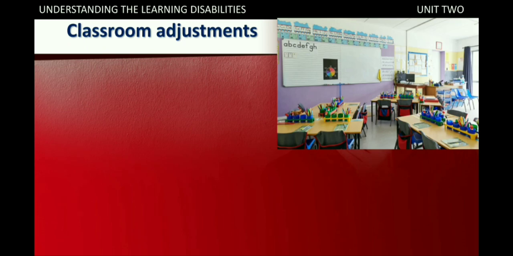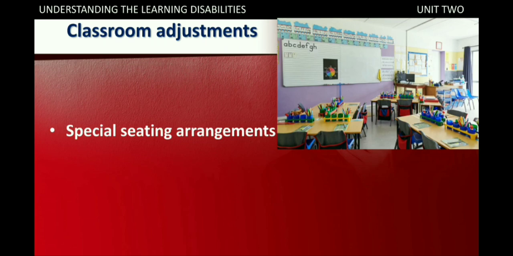Now we are talking about the adjustments we can make in the classrooms. Of course, a special seating arrangement should be made in the classroom where you make the disabled student sit. So that kind of modification is needed for the classroom.